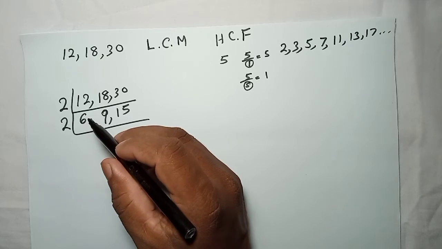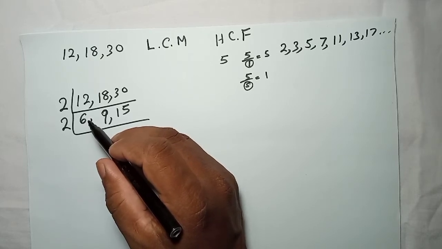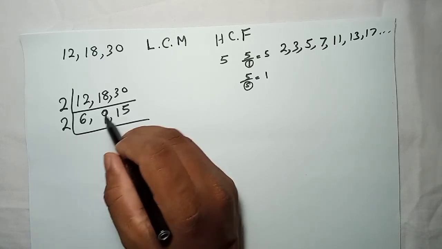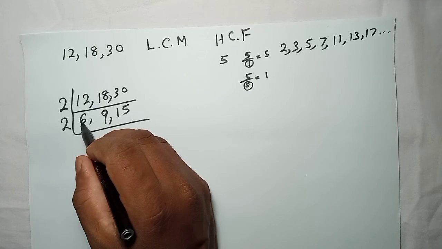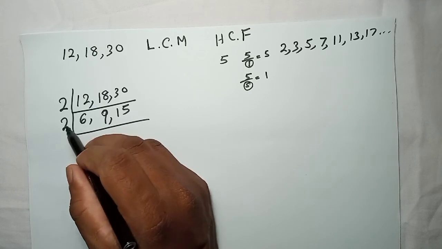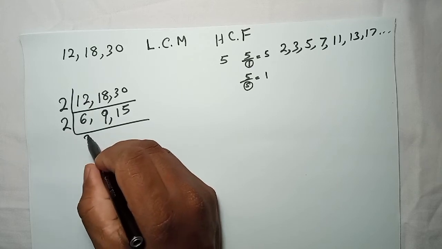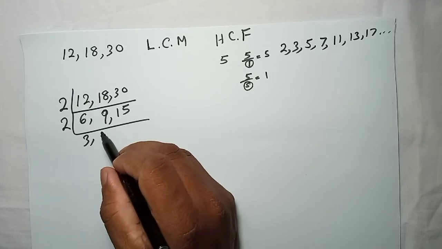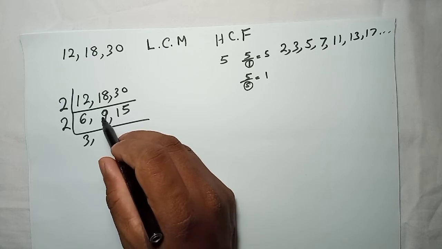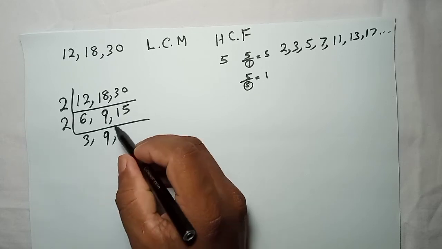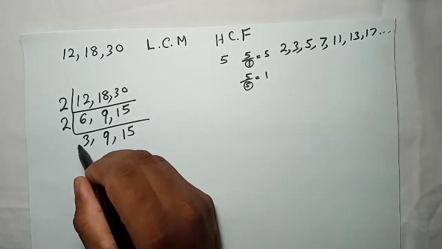This is the main key point in this method. If you have at least one number you can divide by 2, you must divide. So you have 6 here, and 6 you can divide by 2. So that's why you should divide by 2. How many 2s are there in 6? 3. How many 2s are there in 9? Sorry, we cannot divide that, so we will bring this number down for the next level. We can't divide this, so bring it down. And 15 also the same, bring it down.